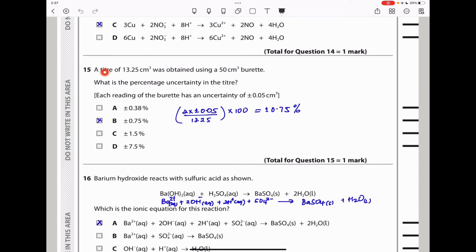Question 15 says, a titer of 13.25 centimeters cubed was obtained using 50 centimeters cubed burette. What is the percentage uncertainty in the titer? They said each reading of the burette has an uncertainty of this. Remember, you read a burette twice. So in the beginning and again at the end. So you multiply the uncertainty times the number of times you read the burette, divide by the value you have measured times 100. And when I did that, I got a plus or minus 0.75%, which is B.